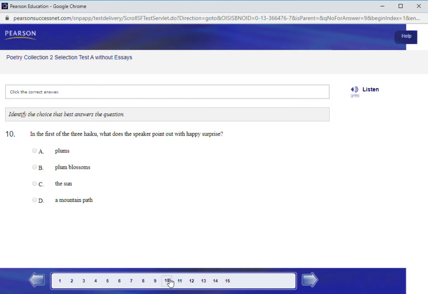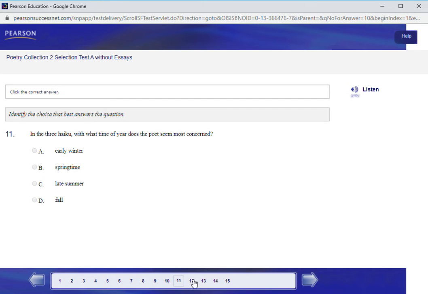Okay, in the first of the three haiku, what does the speaker point out with happy surprise? It says, "Look, a mountain path." So it would be D. Number 11, in the three haiku, what time of year does the poet seem most concerned with? Well, they're all about springtime, so B.